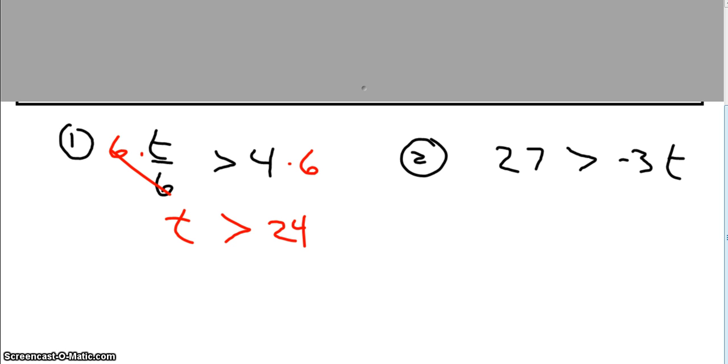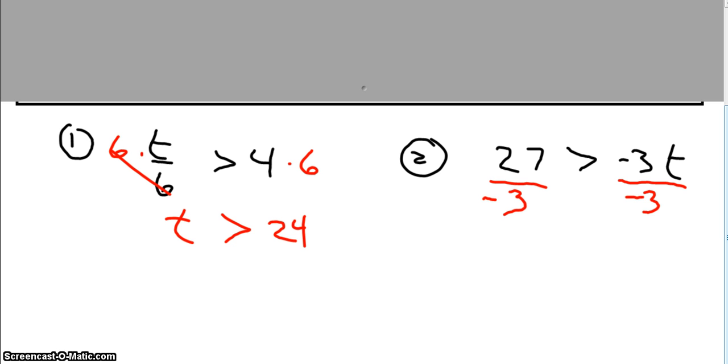Okay? The second one, number 2. Courtney. What are we doing to t right now? What is happening to t? It's being multiplied by negative 3. Good. So now what are you going to do? What are you going to do to get it alone? Division. By negative 3. Excellent. She says divide by -3.